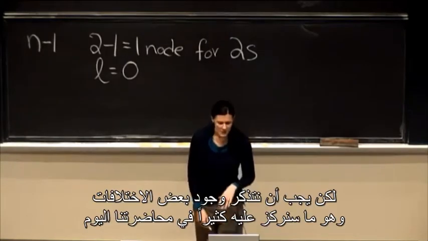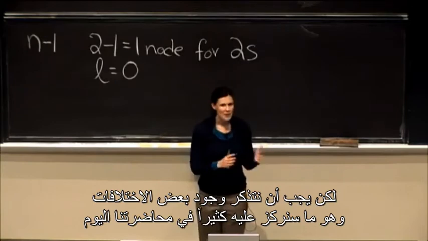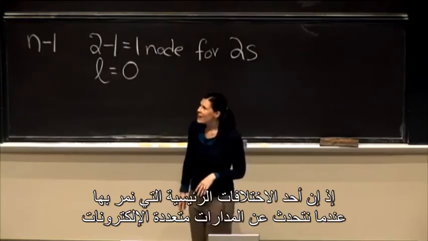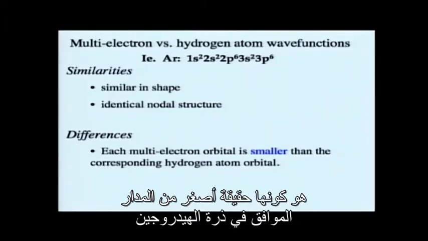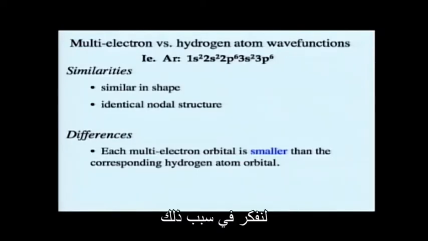But there's also some differences that we need to keep in mind, and that will be the focus of a lot of the lecture today. One of the main differences is that when you're talking about multi-electron orbitals, they're actually smaller than the corresponding orbital for the hydrogen atom. We can think about why that would be.